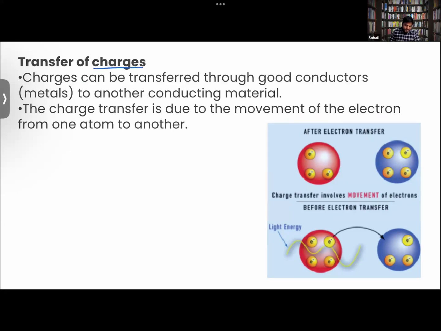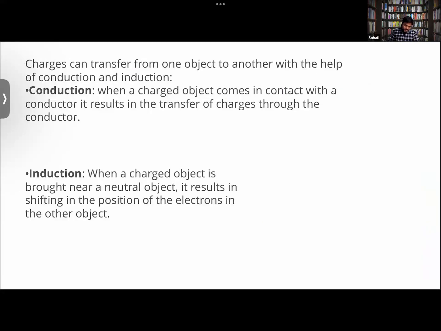Transfer of charges, we have been studying so far, can be transferred through good conductors from metals to another conducting material, right? वहां पे ज्यादा charges transfer होंगे. Although charges can be transferred between a metal and a non-metal also, like plastics, but then it will be in lesser amount. There are two other methods of how transfer of charges can take place. From one object to another, it can take place with the help of conduction, and then you will be studying about induction also.